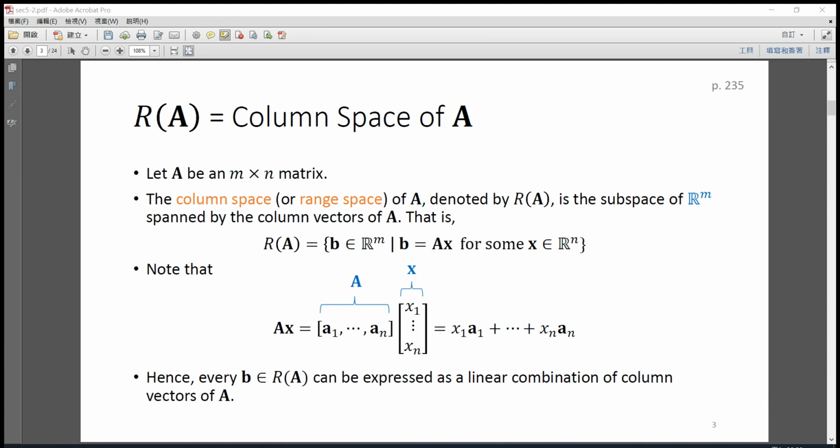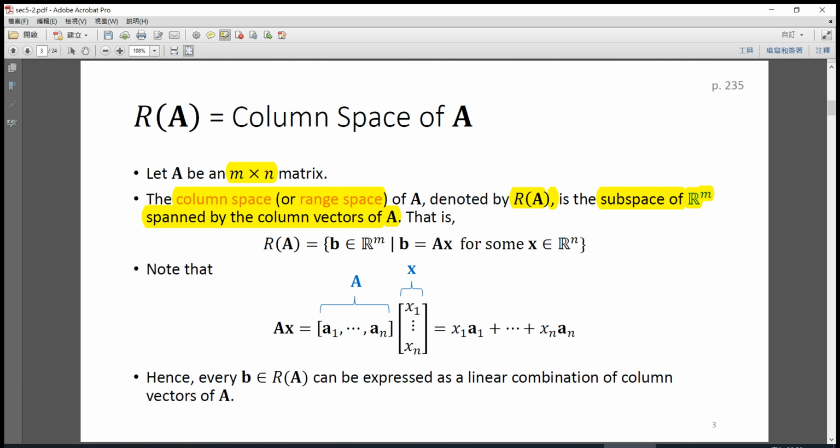First, we will revisit the definition of the column space of A. Let A be a matrix of dimension m times n. Then the column space or the range space of A is denoted by R(A). Here, R stands for range. R(A) is the subspace of R^m spanned by the column vectors of A. Or we can say R(A) is the collection of all linear combinations of column vectors of A.